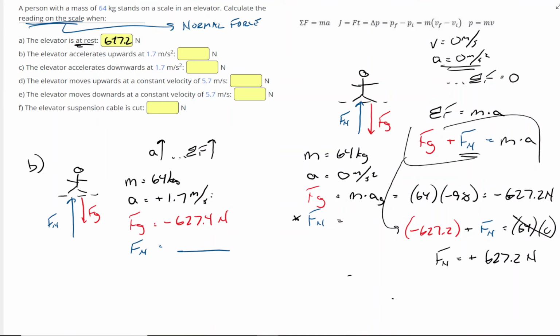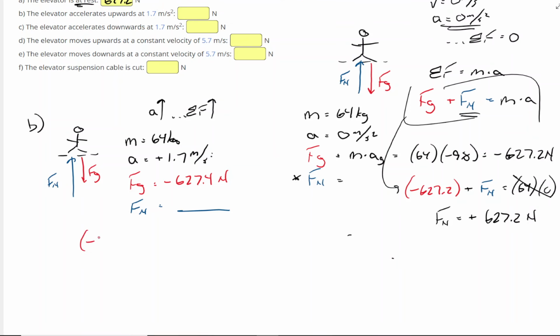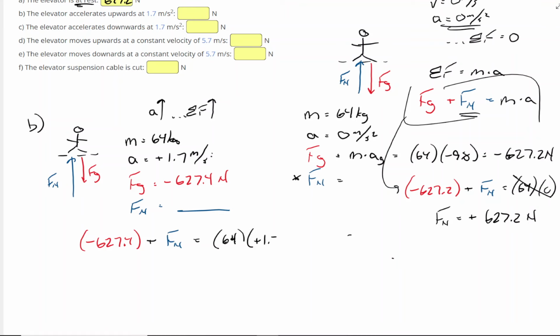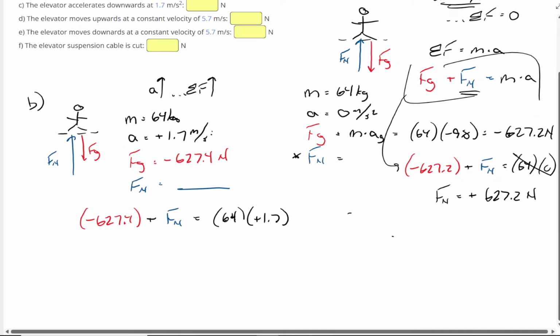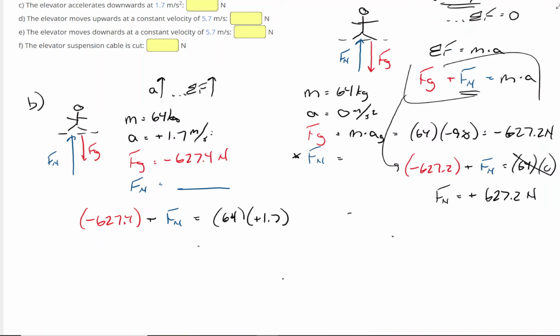And so this is where having an acceleration changes our equation a little bit. But it's the same one we just used over here. If I draw out what I have, gravity acting down, 627.4, plus my normal force, Fn. I'm just summing the forces. The sum of the forces is equal to the mass, 64, times the acceleration, positive 1.7. I'm always careful to put the signs with any vector quantities. Acceleration is a vector, right? So when I multiply 64 times 1.7, I get 108.8 on the right side of the equation.